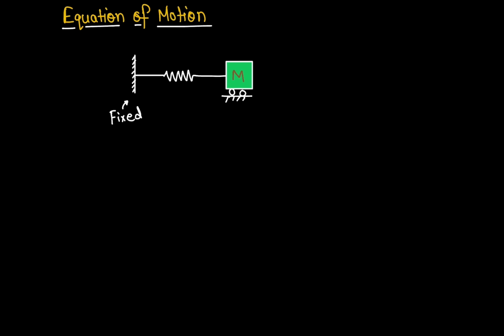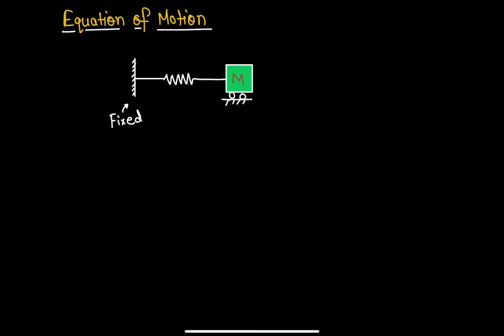Let's derive the equation of motion. We have a single degree of freedom spring mass system. The spring has stiffness K. Let's assume that the mass is moving in the positive U direction. This is my positive U direction.